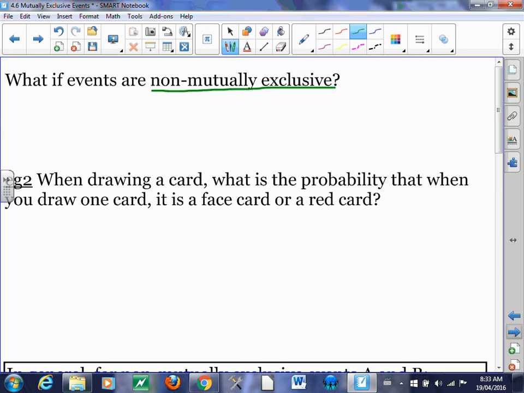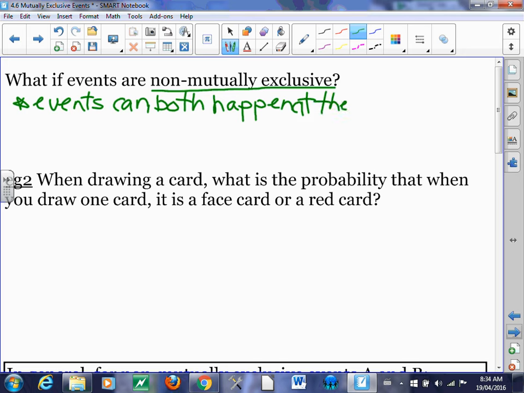Okay? All right. Next is what happens if events are non-mutually exclusive. Okay? So if they're non-mutually exclusive, that means that they could both happen at the same time, right? So events can both, or could both, happen at the same time.